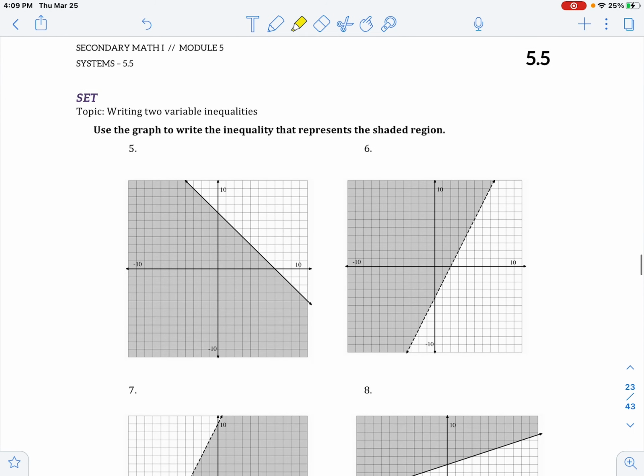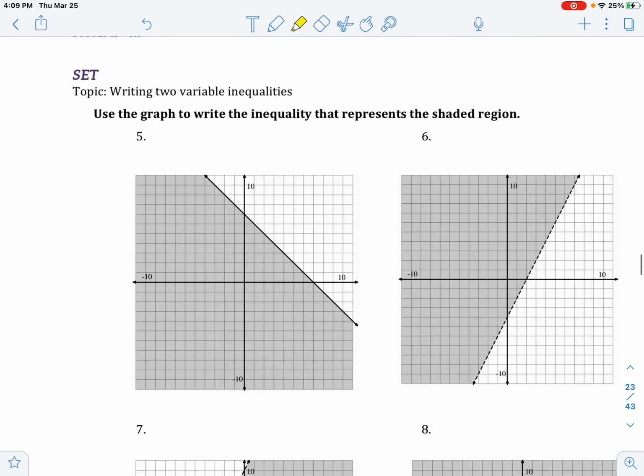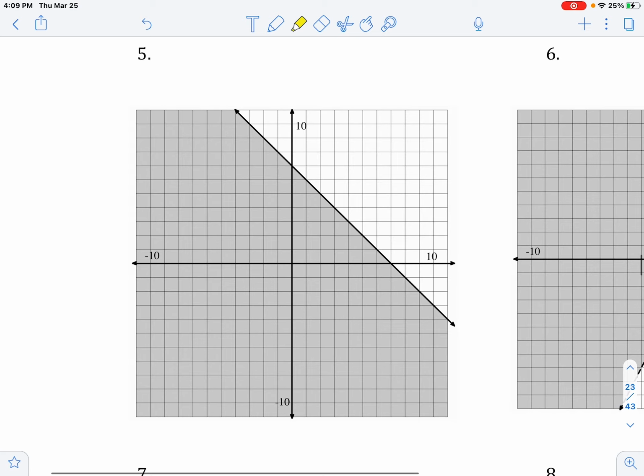Here we have the part on writing two-variable inequalities. You have been given a shaded region and you have to give the inequality for that. Easy thing, just write it in the standard format of an inequality.